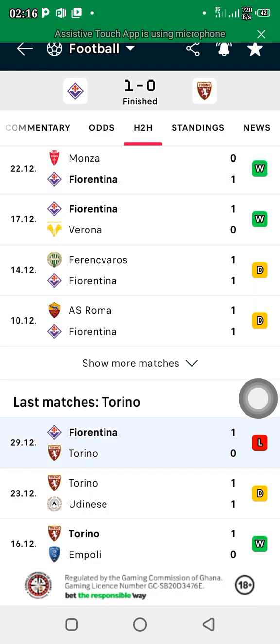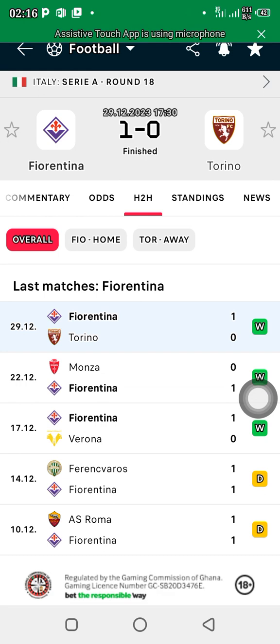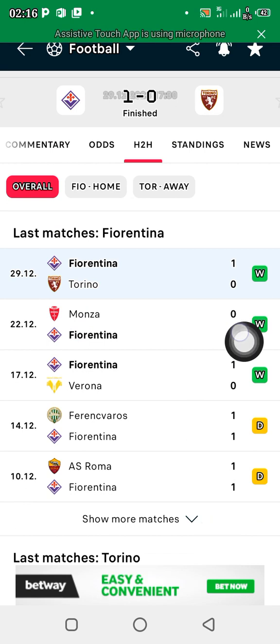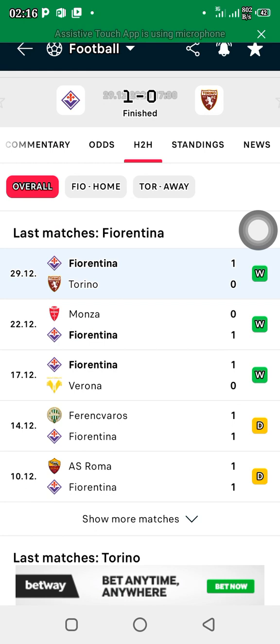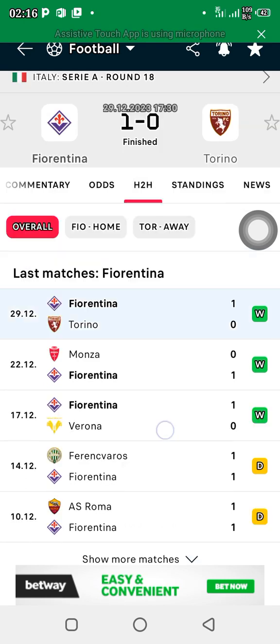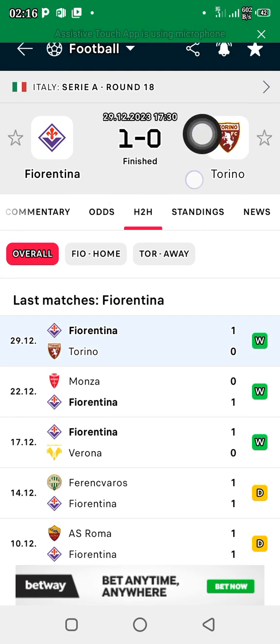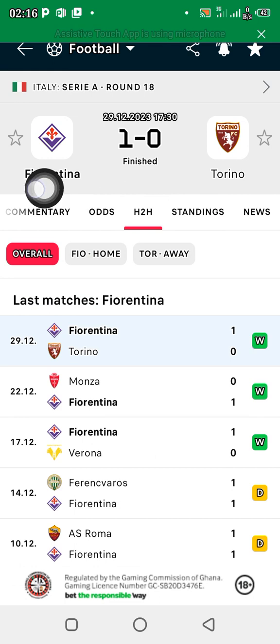When you look at their last previous meetings, you can see that Fiorentina have won 3 and drawn 3, and in all those games that they have won and drawn, they only got 1 goal each. So you can see that they only get 1 goal each. That means the probability of only 1 goal occurring in this particular game is very high, because Torino has less chance of getting a goal, and Fiorentina also has a high chance of getting a goal.